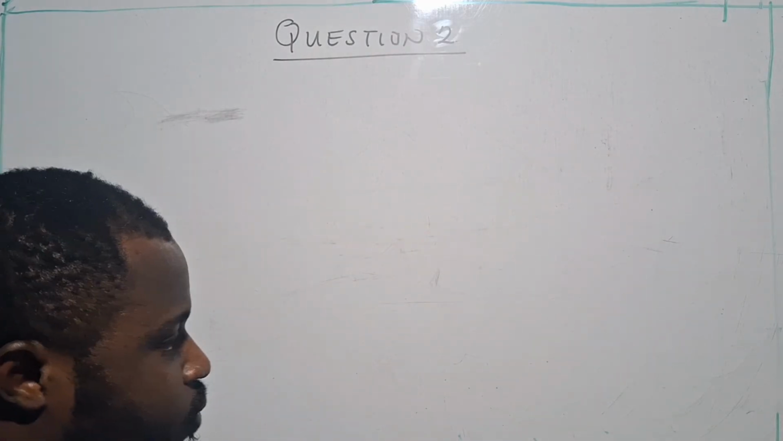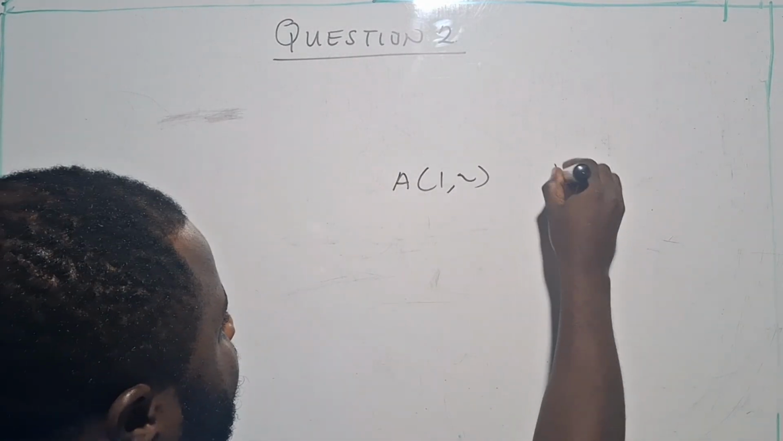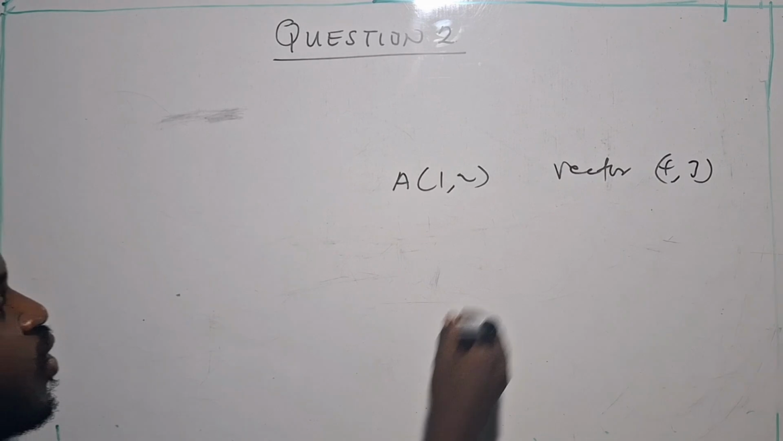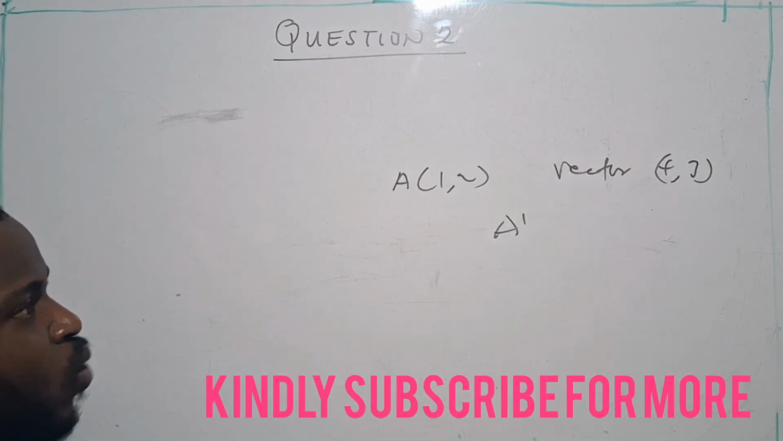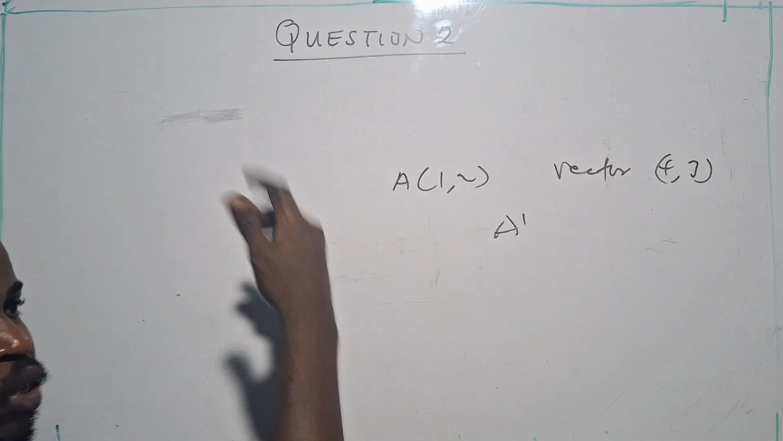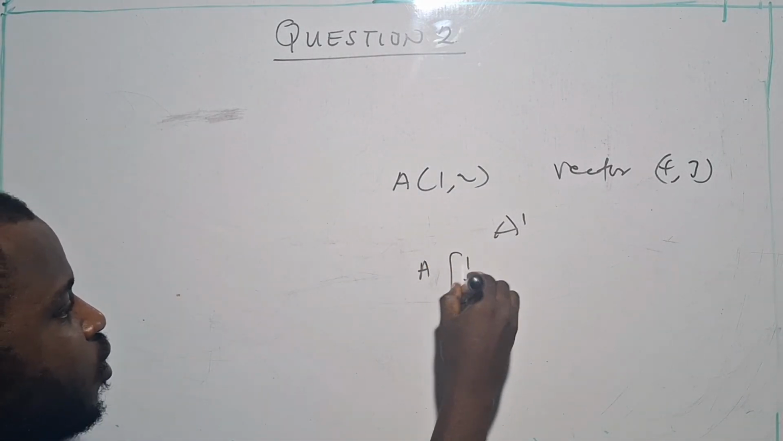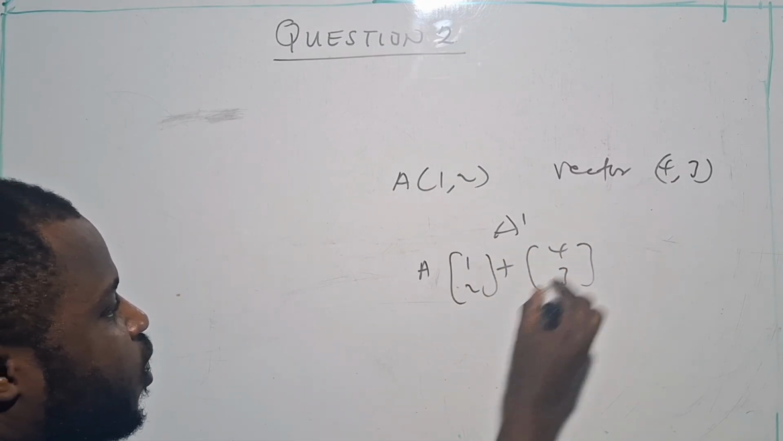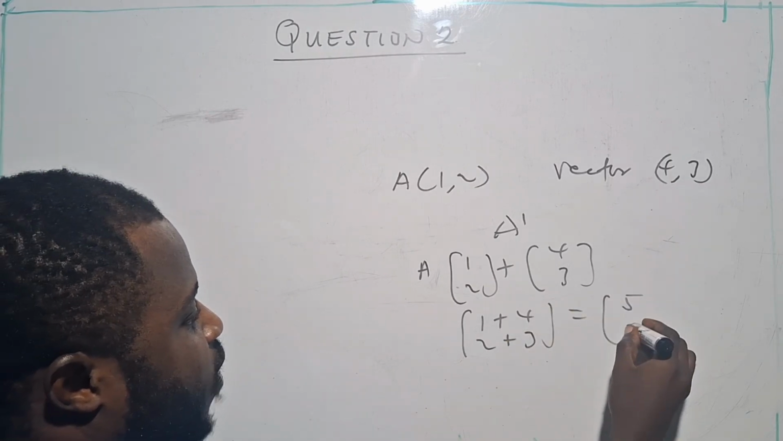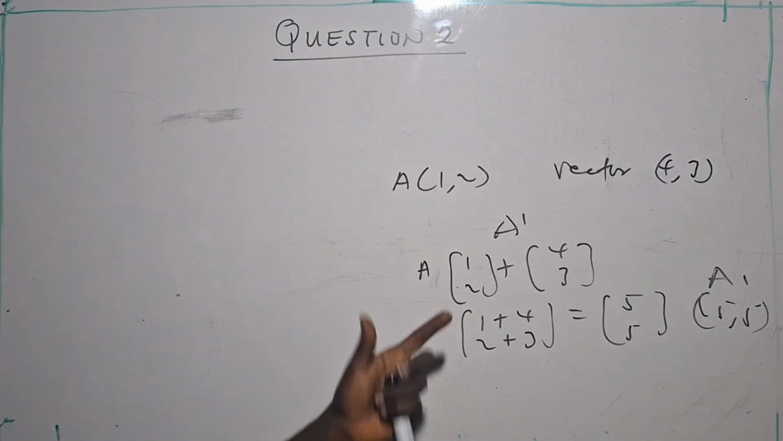But before then, you need to understand something. When something is translated, let's say A(1, 2) is translated by the vector (4, 3), how do we get A'? When a translation vector is given to you, it means we add. So you are going to add the translation vector to the object or to the point. So this is what I mean. A is (1, 2), so you add it to the translation vector (4, 3). So 1, 2, then we have 4, 3, for which when you add, you're going to get (5, 5), which will be the image of A.